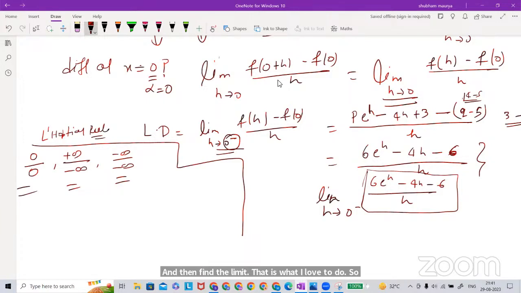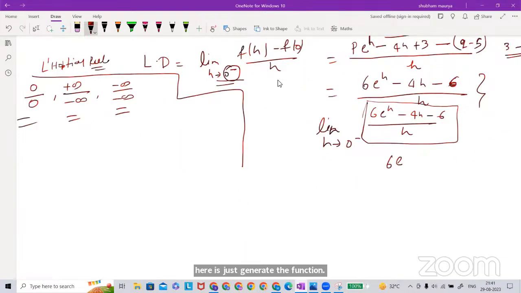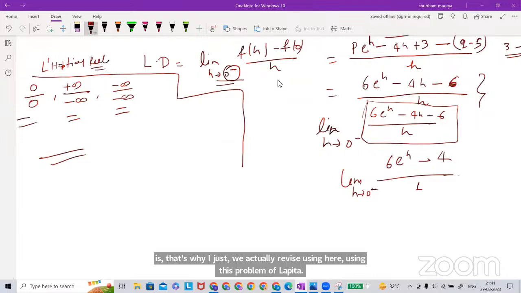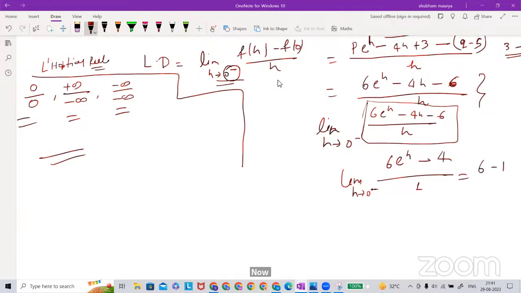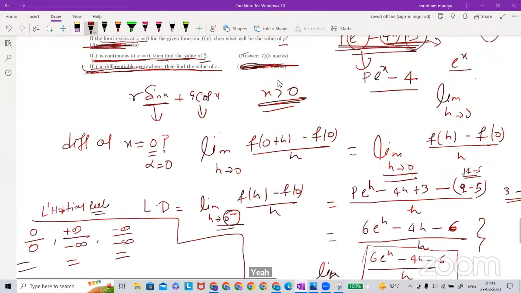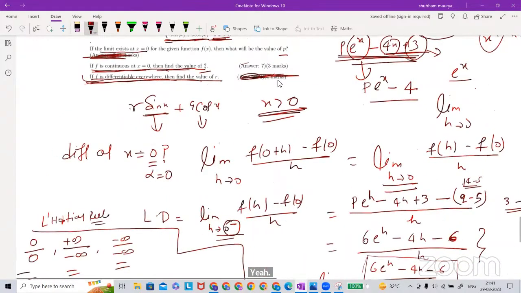So here, just differentiate the function. What will be the derivative? It will be 6 e power h minus 4 upon, and in the denominator it will become 1. That's why we are revising the L'Hopital rule using this problem. Now substitute h equal to 0. We got 2, sir. So the left limit, or left derivative, is finally 2.